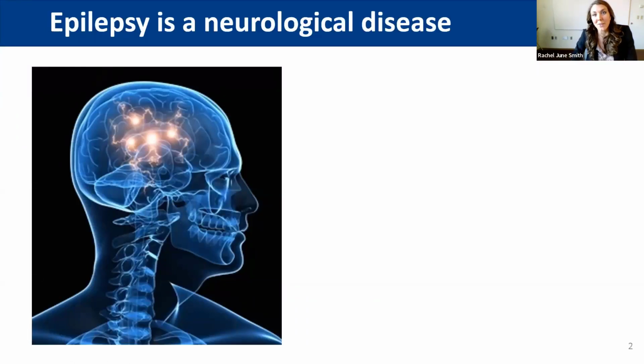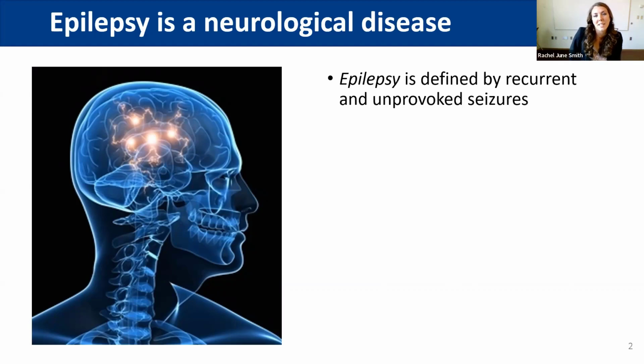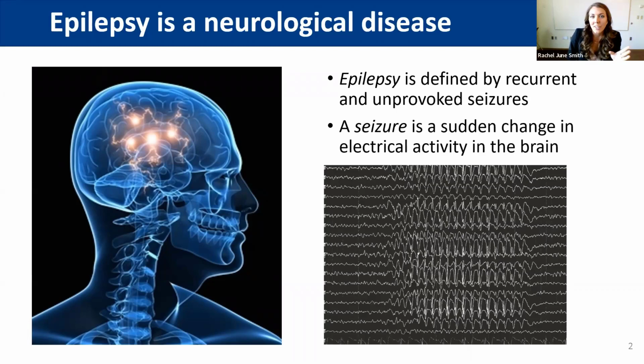So first we'll talk about what epilepsy is. Epilepsy is a neurological disease that is defined by recurrent and unprovoked seizures. And a seizure is this sudden electrical activity in the brain that changes. If you look at this bottom right-hand figure, you can see that there's a lot of squiggly lines. Each one of those lines is recording from a scalp EEG electrode on a pediatric patient. And so it's measuring the brain voltage over time.